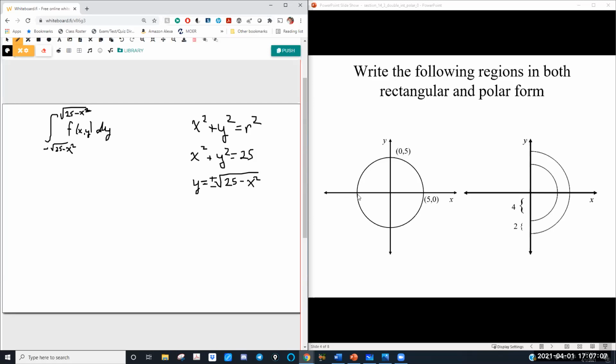Now we're going to go left to right, and we're going to do our x's. Well, the minimum x can be is -5. The maximum x can be is +5.